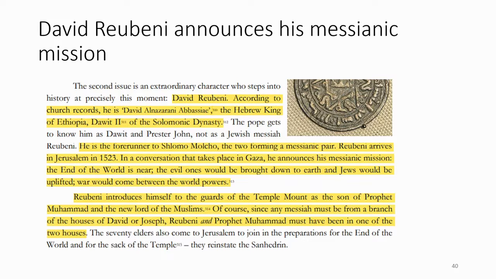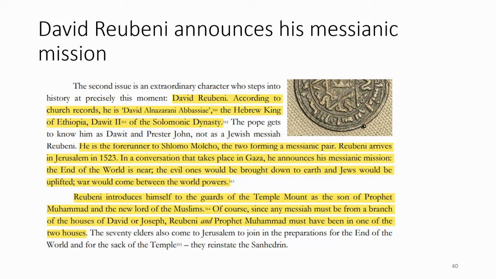In a conversation that takes place in Gaza, he announces his messianic mission. The end of the world is near. The evil ones would be brought down to earth and Jews would be uplifted. War would come between the world powers. Roubini introduces himself to the guards of the Temple Mount as the son of Prophet Muhammad and the new Lord of the Muslims. Of course, since any Messiah must be from a branch of the houses of David or Joseph, Roubini and Prophet Muhammad must have been in one of the two houses.